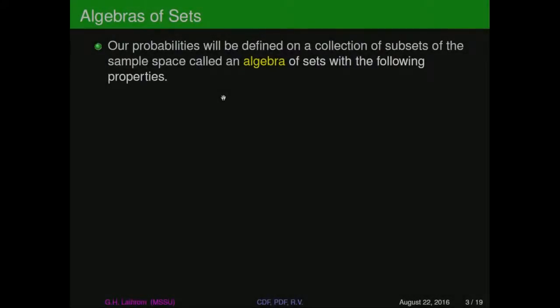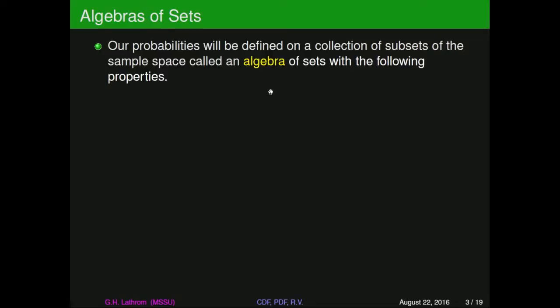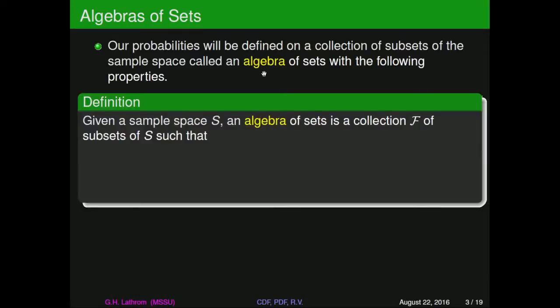Alright, so we just said that our probabilities are defined on this algebra of sets that we derive from our sample space. So what do we really mean by an algebra of sets? If we have a sample space S, an algebra of sets is going to be a collection, script F, of subsets of S such that, first of all, the empty set is an element of this collection.